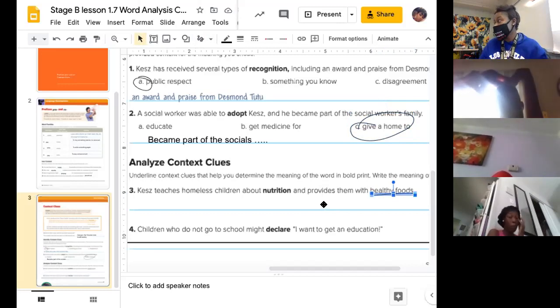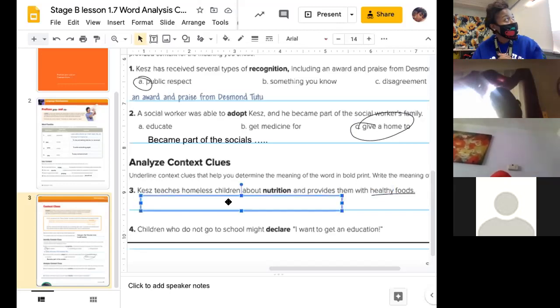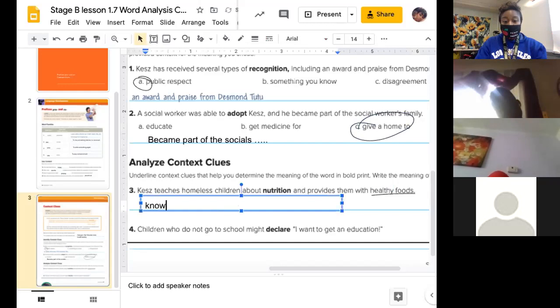Healthy foods are usually good for you, right? So if nutrition is knowing what's good to eat for your health. That's what it is. Did anyone have an idea or close to that idea of that's what nutrition meant? Knowing what is good to eat for your health, or for health.